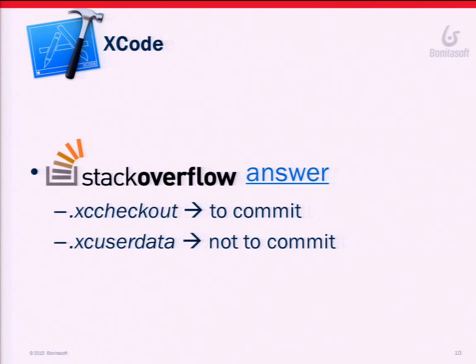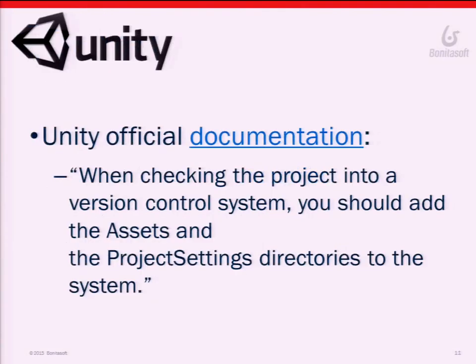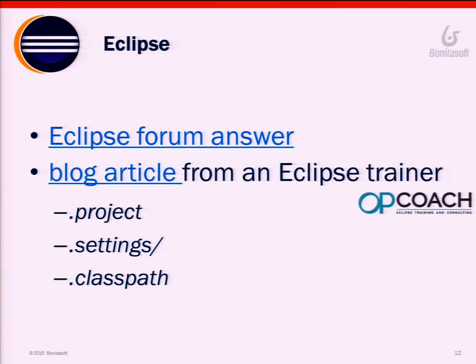I tried with Xcode. One of the first answers when you search for that is a Stack Overflow answer, with everyone saying +1. They clearly explain which files you shouldn't commit, because they are data related, and which are project related, so you should commit them. I tried something quite different with Unity. It's also an IDE for game development, and they clearly state to commit the files.